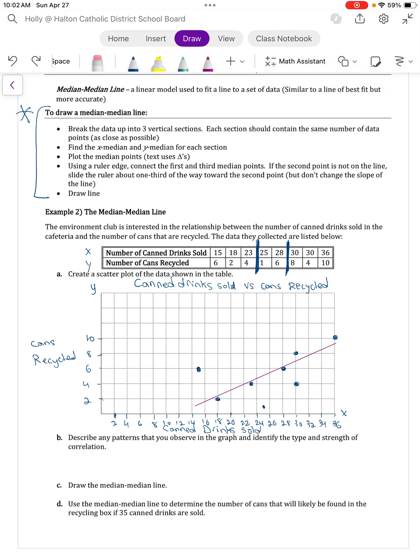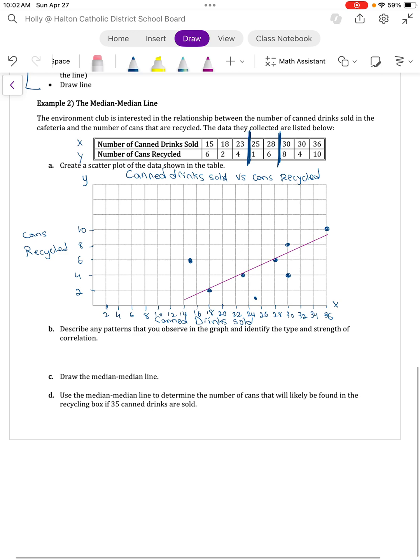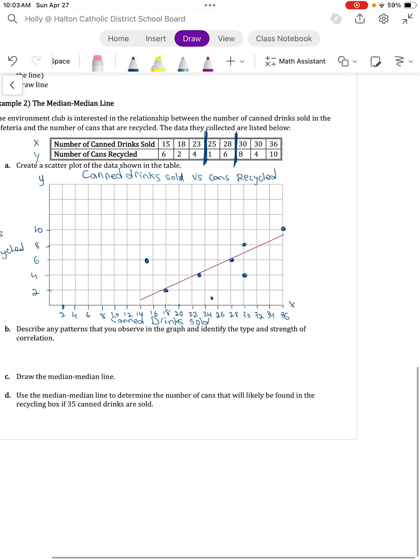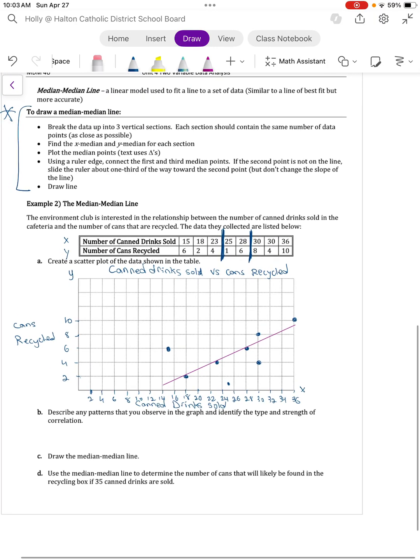Let's put it about there. Oh, just lost my lesson. Okay, so that's my line of best fit. So you have to show your work here. I'm going to do it on the side so you can see it as I speak through the instructions.